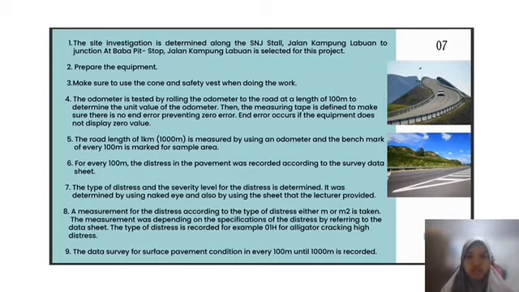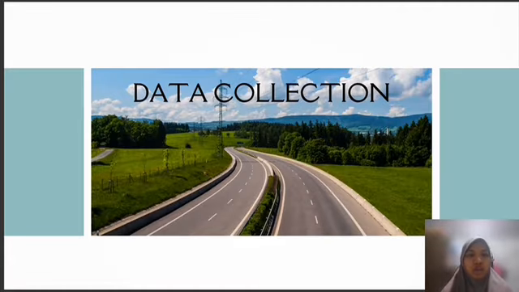For every 100 meters, the distress in the pavement was recorded according to the survey datasheet. The type of distress and the severity level are determined by naked eye and by using the data sheet that the lecturer provided. A measurement for the distress, either in meters or square meters according to the type of distress, is taken by referring to the datasheet. The type of distress is recorded, for example, 01H for alligator cracking high severity. The last step is that the survey data for surface pavement condition at every 100 meters until 1000 meters is recorded. I will pass to the next presenter.